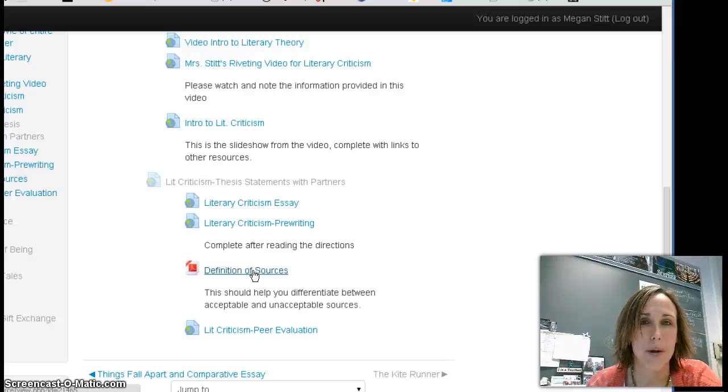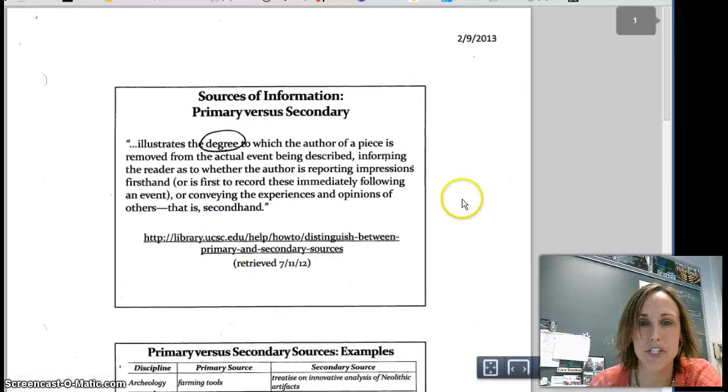I took this from the professor that I had at McDaniel, from my class on informational and argument writing. So this is from my professor there. Great information. So, the definition of sources. There are three different types of sources: primary, secondary, and tertiary.